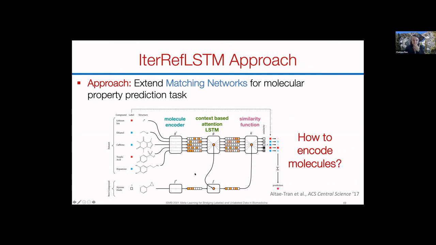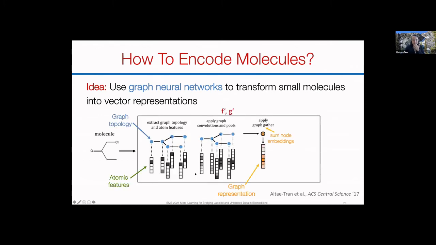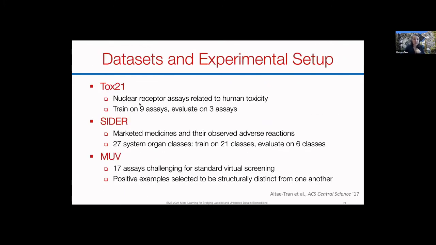Okay, so in their experiments, they looked at 3 different data sets. They looked at these nuclear receptor assays that are related to toxicity, and they meta-trained on 9 different assays and then evaluated on 3 new assays. They also looked at the SIDER data set, which corresponds to different marketed medicines and their observed adverse reactions. In this case, they had 21 different organ classes, and then they evaluated on 6 new organ classes.